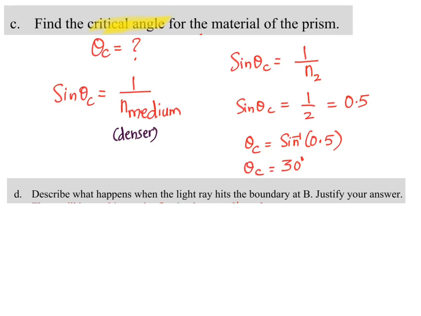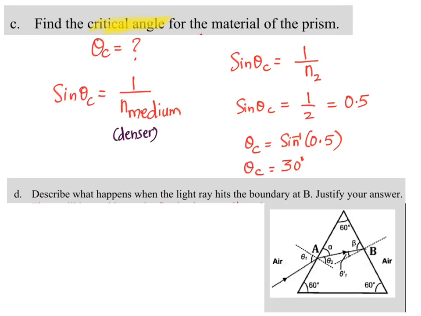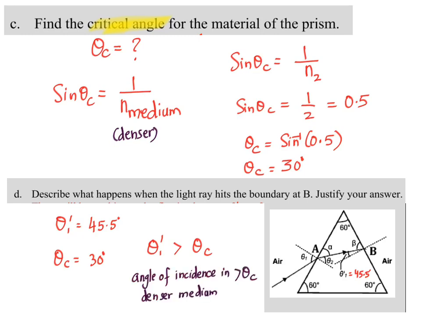The last one is asking you to describe what happens when the ray of light hits the boundary at B. Justify your answer. So let's look at the diagram. At boundary B, the angle of incidence is theta 1 prime, which we calculated as 45.5 degrees. We need to compare this with theta c, which is 30 degrees. We see that theta 1 prime is greater than theta c. The angle of incidence in the denser medium is greater than theta c, which means the light will undergo total internal reflection. And that's how we solve a problem based on Snell's law.